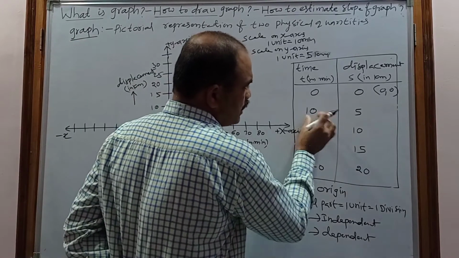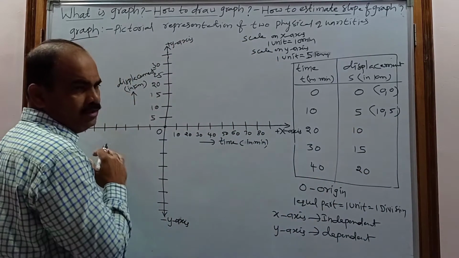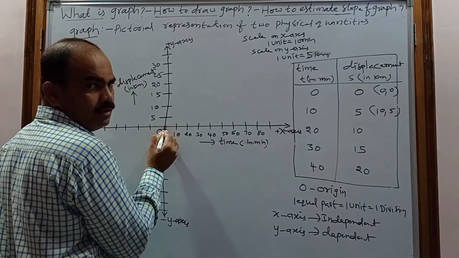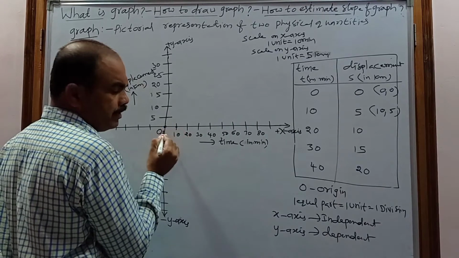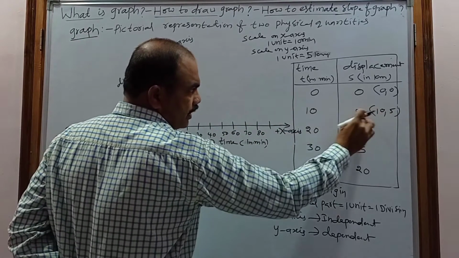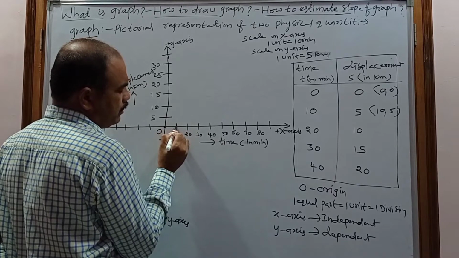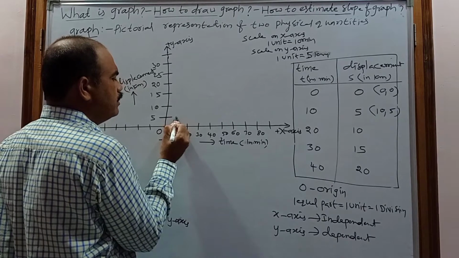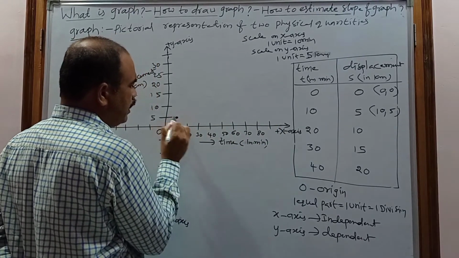And next I am going to represent 10, 5. To represent 10, 5, first move along the x axis. Start from the origin and move along the x axis until you reach 10 minutes. Then move along the y axis, the vertical direction, to reach 5 kilometer. So now this is the point, and this point represents 10 minutes, 5 kilometer.